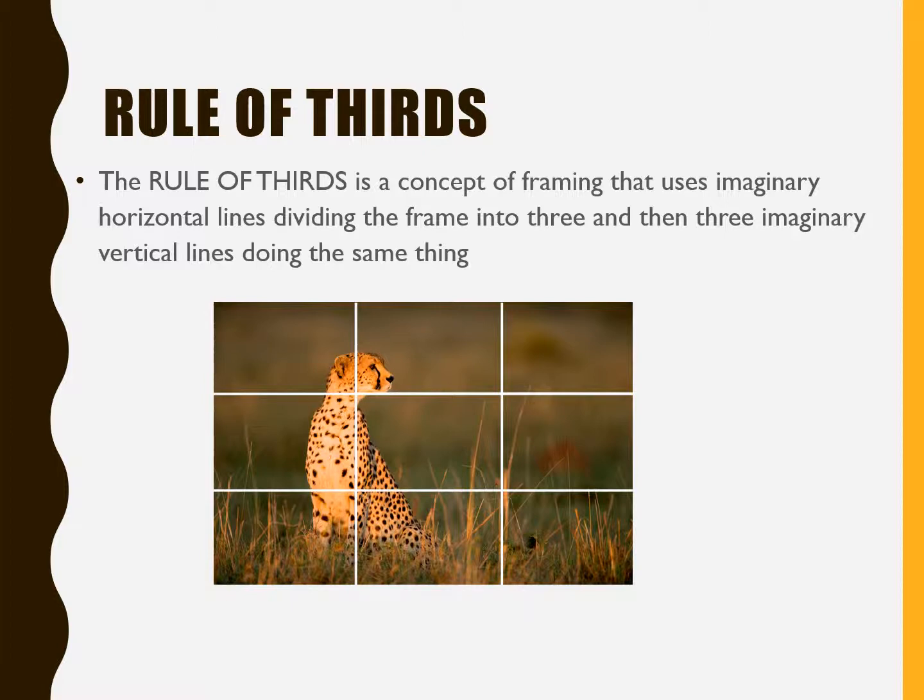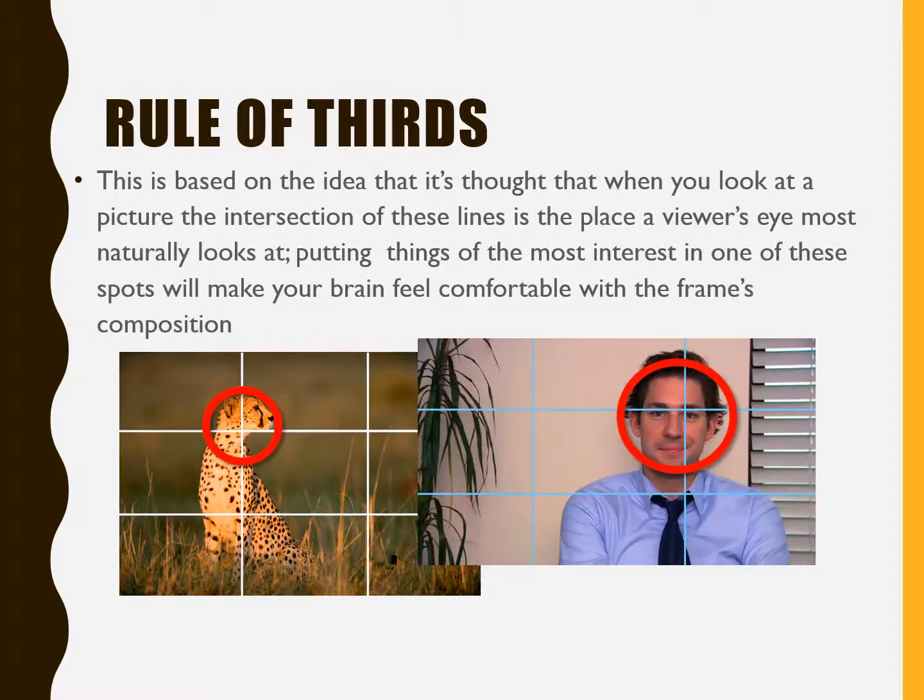As you can see here, the cheetah's head is right in the top third, right? The thought is that when you look at a picture, the intersection of these lines is the place a viewer's eye most naturally looks. So putting the things of most interest at one of these spots will make your brain feel comfortable with the frame's composition. Even on Mr. Robot, if we went back and looked, you would see that they're still using the rule of thirds. So somewhere where those lines intersect is typically where you might want to put something that you want people to look at, right?